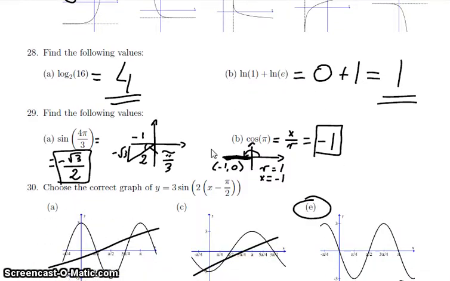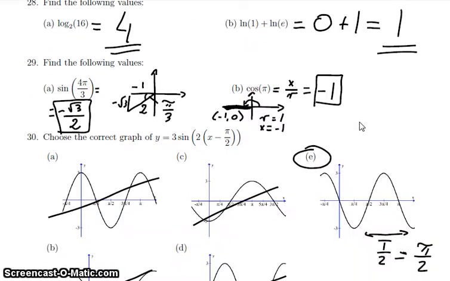28. Find the following values. Logarithm base 2 of 16 is 4 because 2 raised to the power of 4 is 16. And the natural log of 1 plus natural log of e is the same as 0 plus 1 because natural log of 1 is 0, e to the 0th power is 1. And natural log of e is 1 because base e to the first power is e. And then the whole thing is 1.